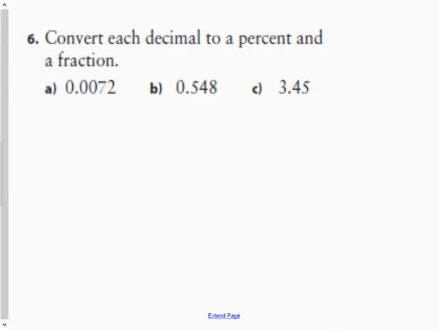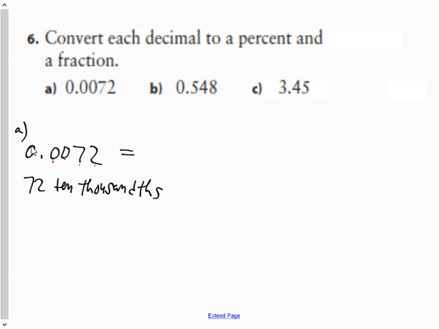Question 6 says convert each decimal to a percent and a fraction. So it's a little bit different. Now we're going backwards. If I take the first one in A and read it properly, I'm going to read it as 72 ten-thousandths. That's how I would read it, and I know that because it's the tenths, the hundredths, the thousandths, the ten-thousandths. So as a fraction, it's 72 ten-thousandths.